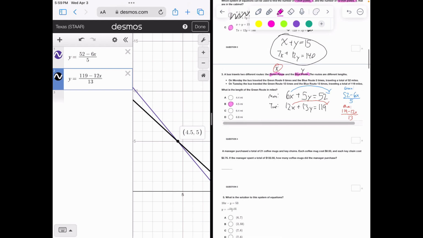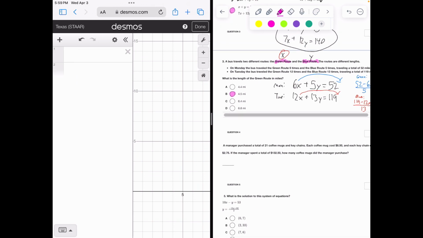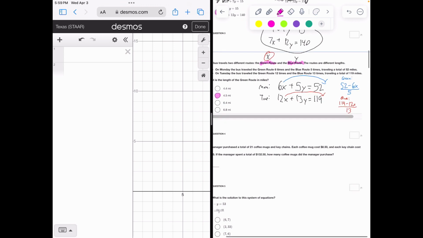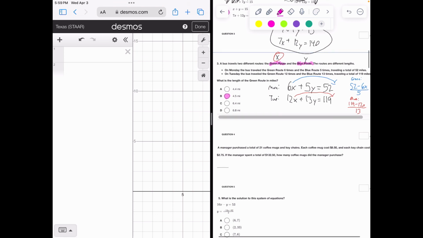Number 4. Uh-oh, it's a fill in the blank. Let's take a look at what we have right over here. A manager purchased a total of 21 coffee mugs and keychains. Each mug is $8.50. Each keychain is $2.75. If the manager spent a total of $132.50, how many coffee mugs did the manager purchase?